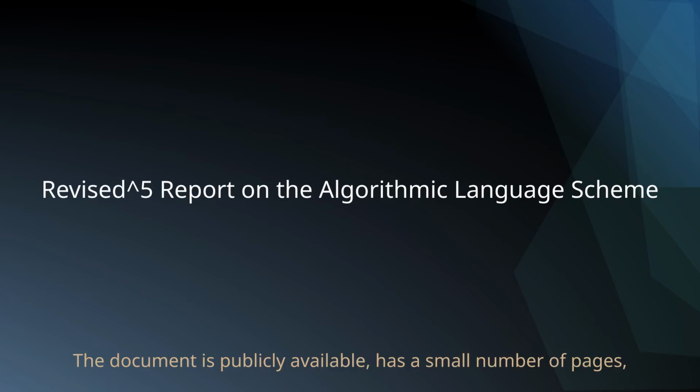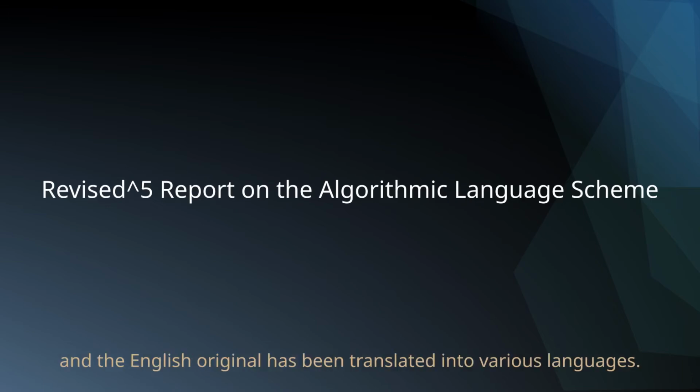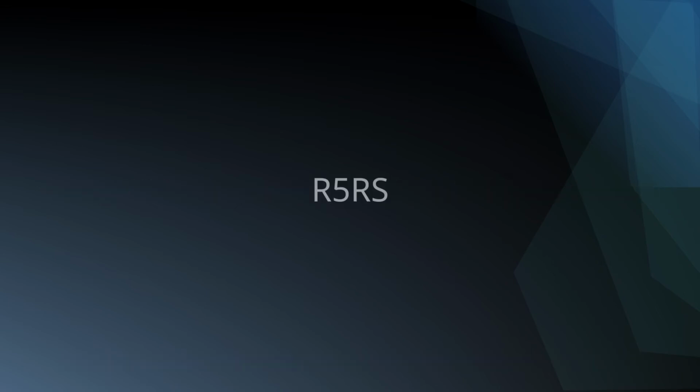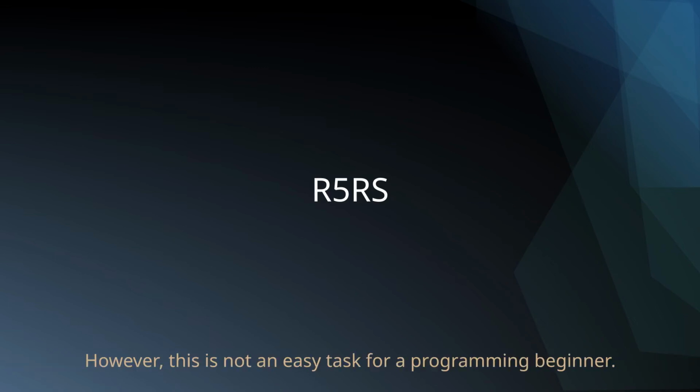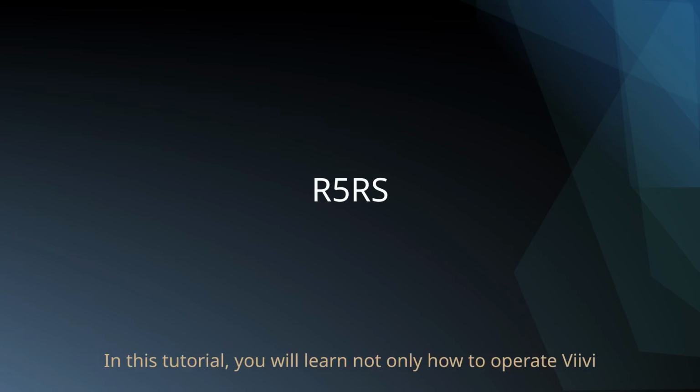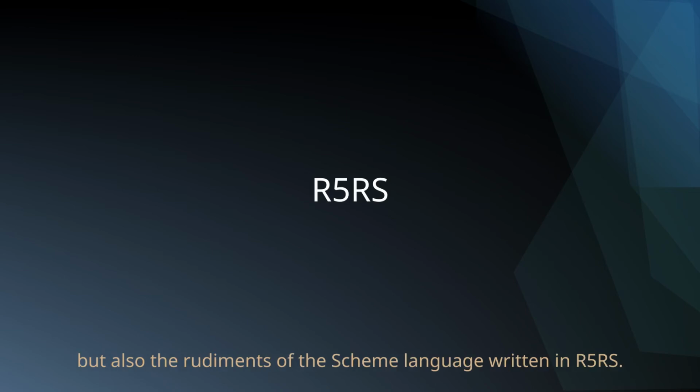The document is publicly available, has a small number of pages, and the English original has been translated into various languages. If you can read R5RS and understand it all, you understand the Scheme language. However, this is not an easy task for a programming beginner. In this tutorial, you will learn not only how to operate Viivi, but also the rudiments of the Scheme language written in R5RS.